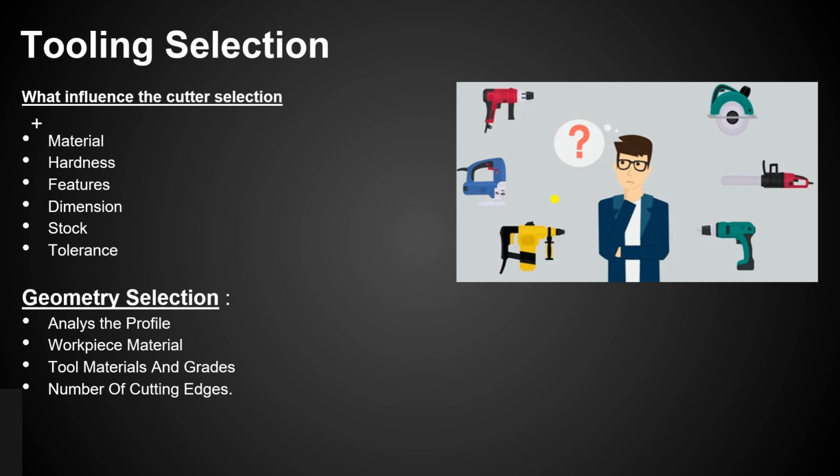Okay, so the next one is tolerance. Okay, so geometry, what is geometry selection? Before implementing any cutter, you have to analyze your profile. After that, workpiece material, as I mentioned earlier, tool materials and grades, and number of cutting edges, because if the number of cutting edges increases, then feed per tooth also increases, then your feed rate will increase.